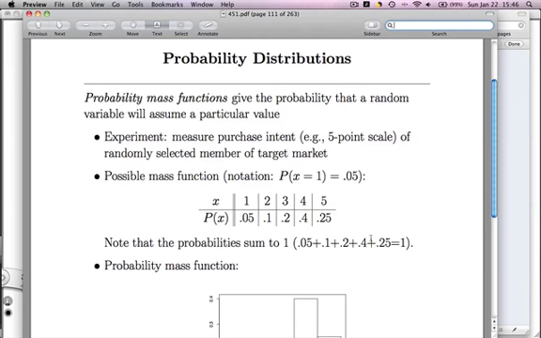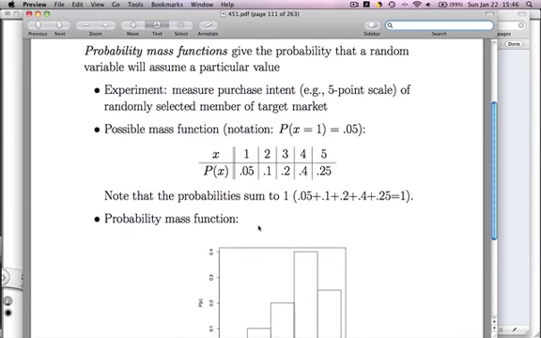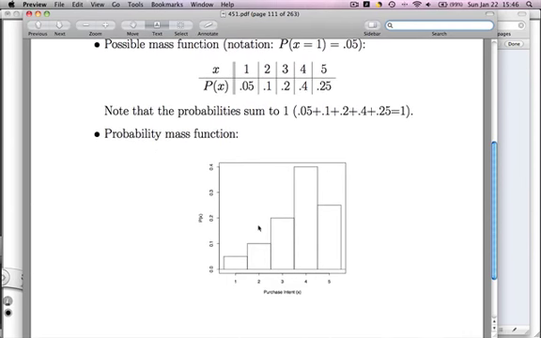Now, there are a lot of parallels between what we're doing now and chapters 3 through 5. What did we do next after we had a frequency distribution in chapter 3? Well, we graphed it in the form of a histogram. Here is a graph of what we're going to call a probability mass function. Notice the heights and areas of these bars correspond to the values in this frequency distribution.